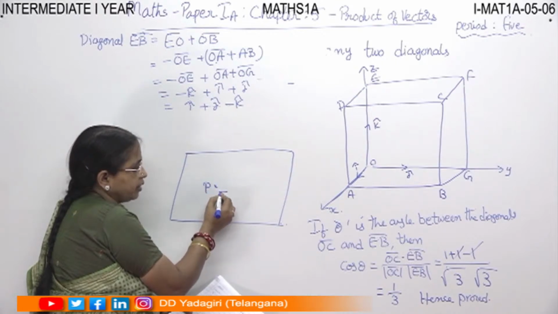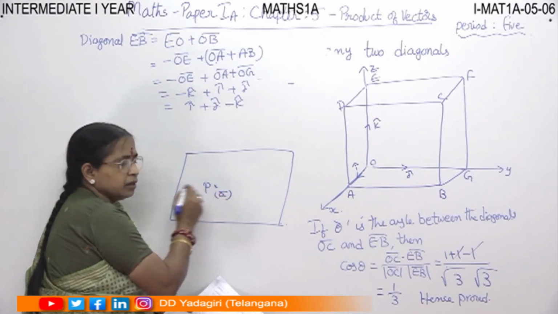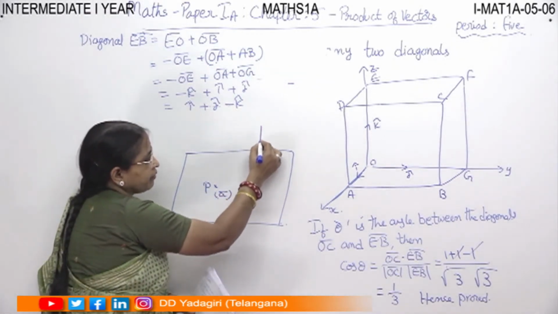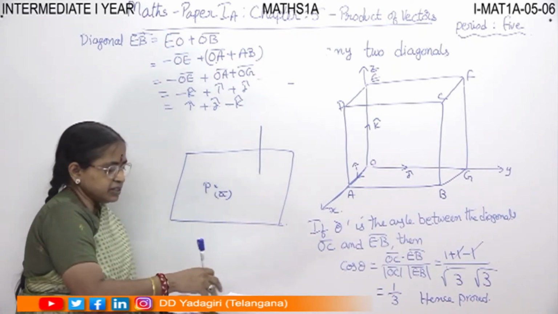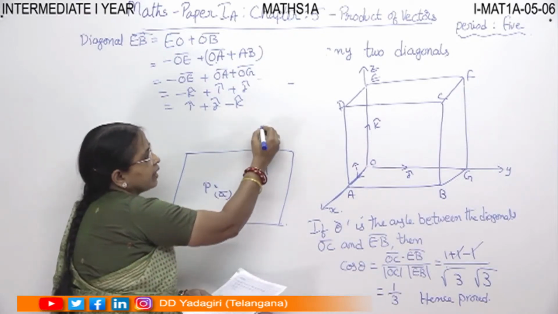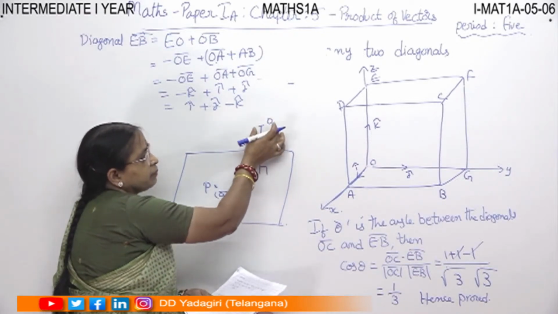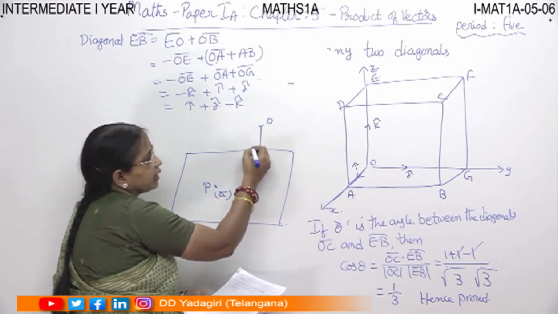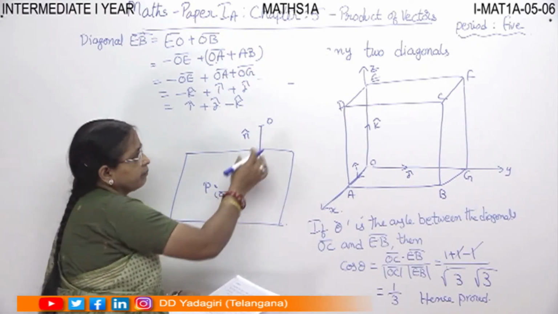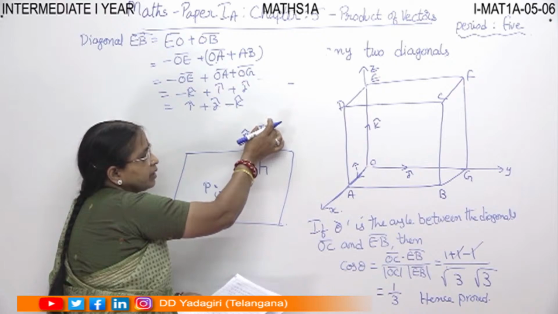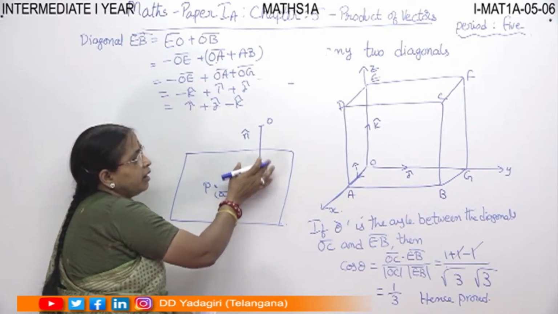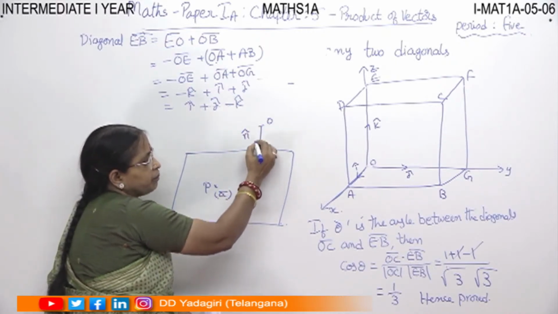So the position vector of the point P is A. The plane is passing through the point A and perpendicular to the unit vector. If this is the plane, this is the perpendicular to this plane. And suppose that this is the origin. Then this unit vector is taken as n cap. So n cap is a unit vector perpendicular to this plane, and it is in the direction from the origin to the plane.